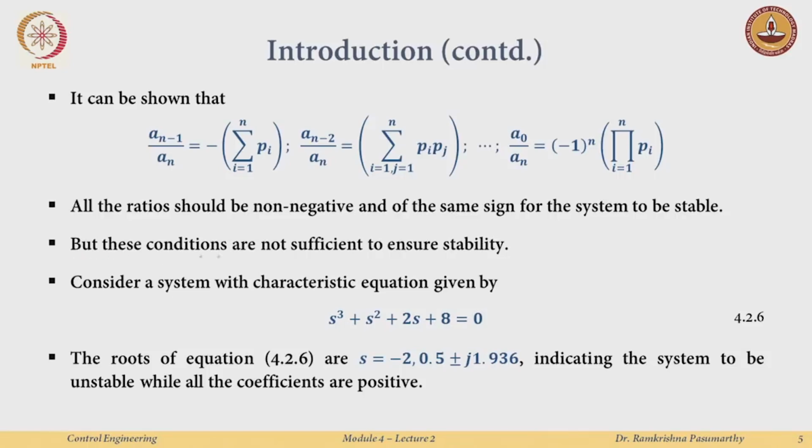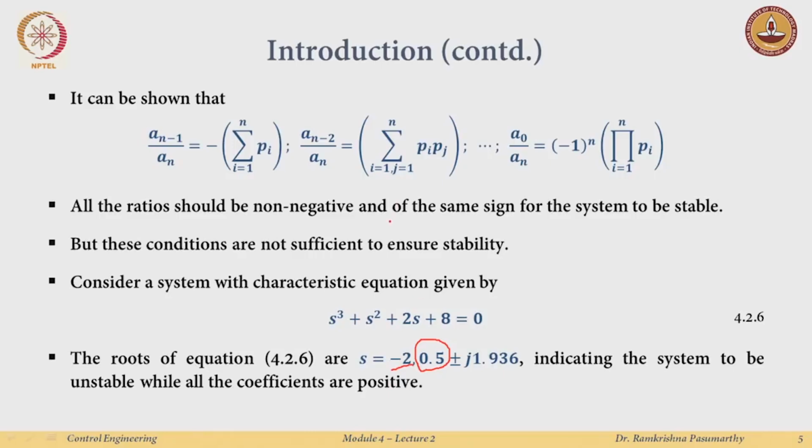But these are not sufficient conditions, these are necessary. For example, I take a system which follows this rule, s cube plus s square plus 2s plus 8 equal to 0. This satisfies the condition that the coefficients are all positive. Does that guarantee stability? We compute the roots, and the roots turn out to be minus 2, which is stable, and 0.5 plus minus j. This one sits in the right half plane.